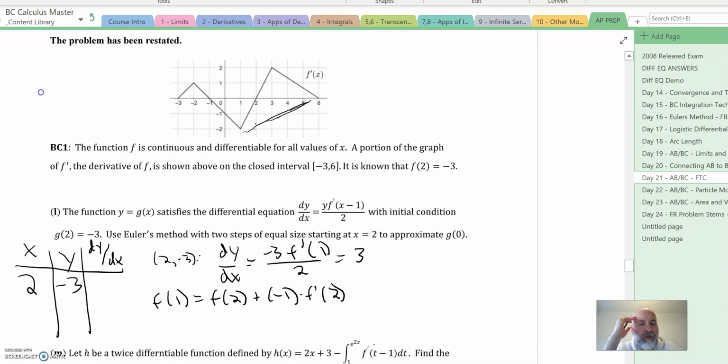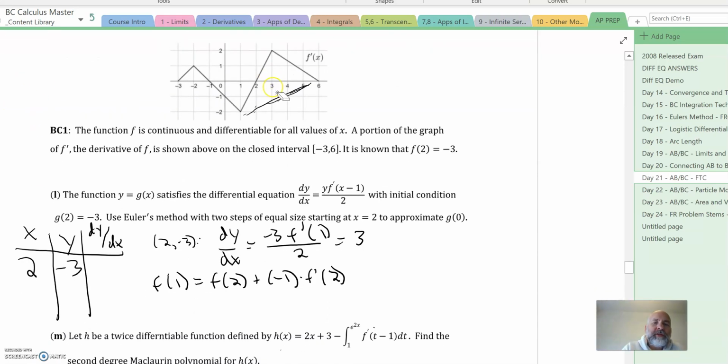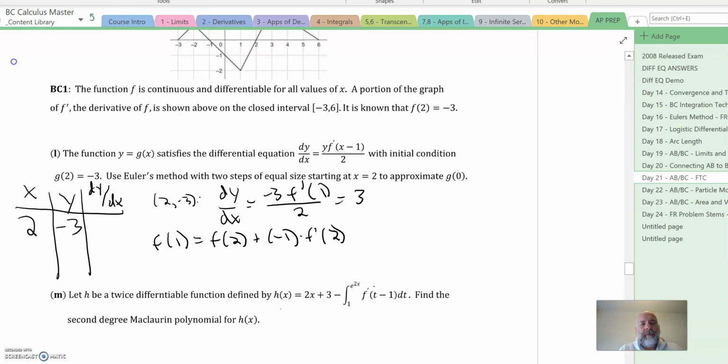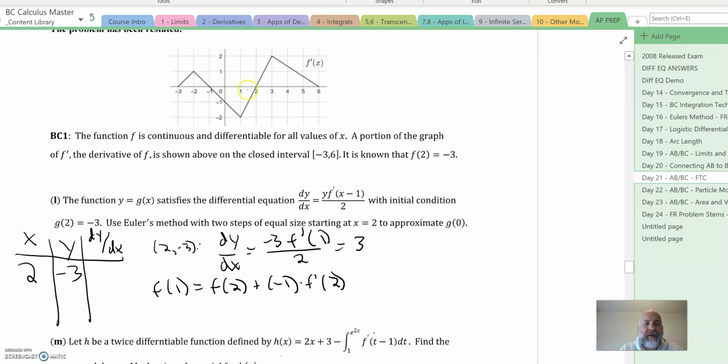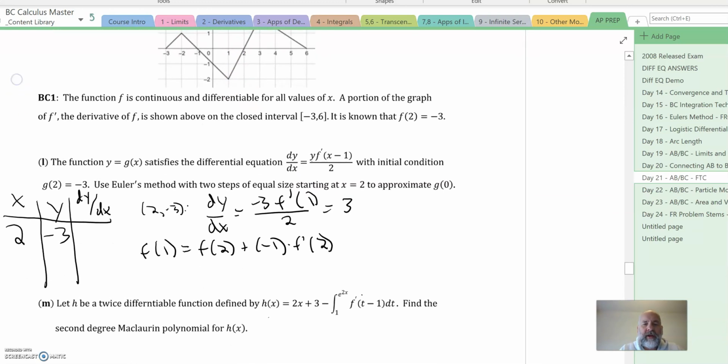Great questions. Awesome questions. We talked a little bit about Euler's method, number 1. I just wrote down the stuff that we talked about. So for 2, -3, I plugged in the points. I plugged in -3 for y and 2 for x. And f prime of 1 is just the y value here, which is -2. So when you work it out, you get that the slope is 3.